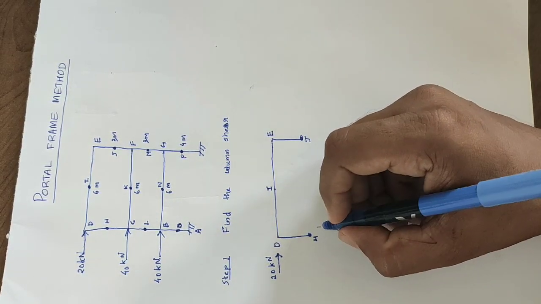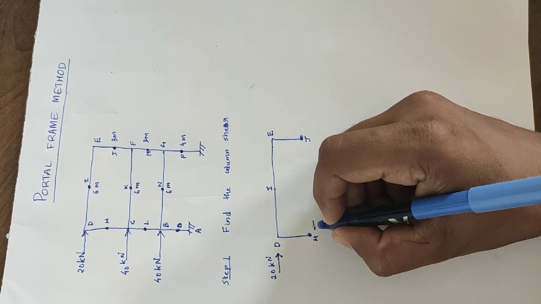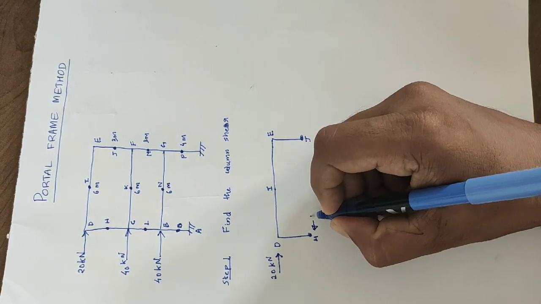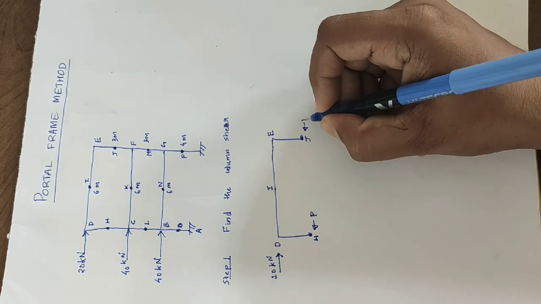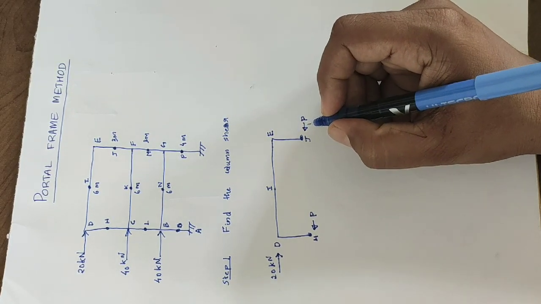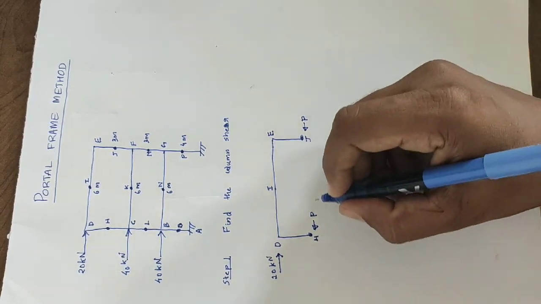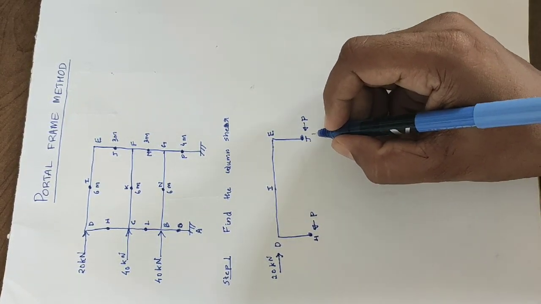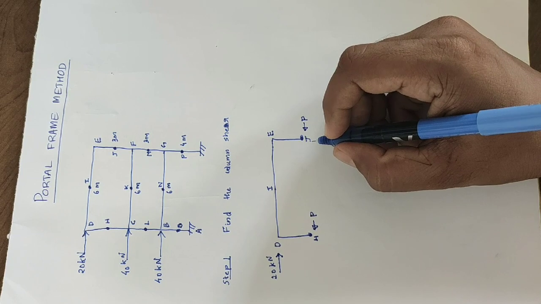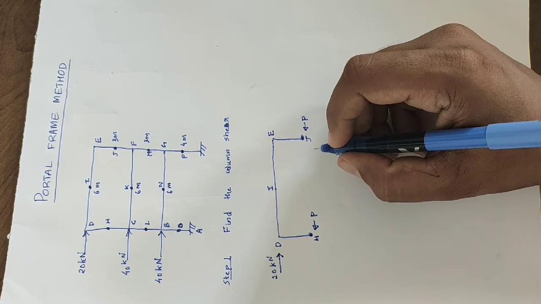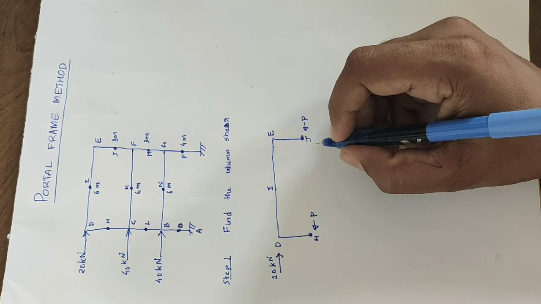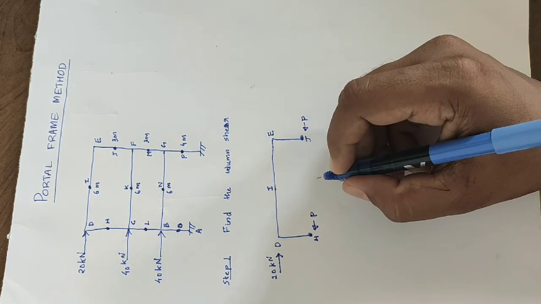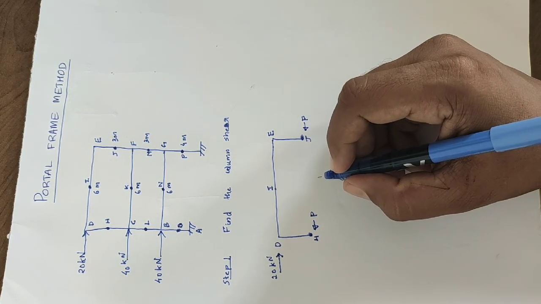And here let us assume that there is an unknown shear P, and here also the same shear P. That is the second assumption, that the exterior columns will definitely have the same shear, because it is said that each interior column resists twice as much shear force as each of the two exterior columns. Which means the exterior column is also going to take the same shear force.